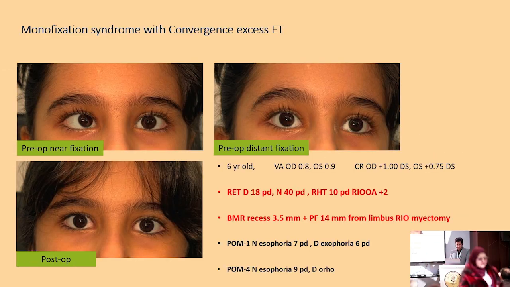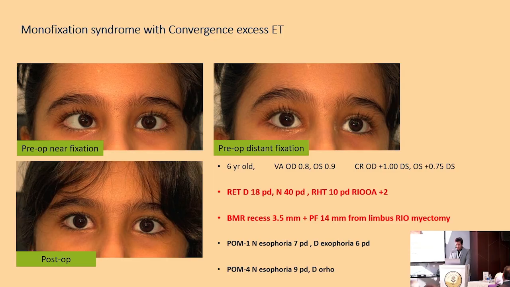Finally, the patient with this large disparity between far and near angle, as you can see, when the patient looks to near, there is right residual significant convergence, and when the patient looks to the distant fixation, depending on the corneal light reflex, someone can say that the patient is ortho. While with the prism alternate cover test, she has 18 prism diopter for the distant fixation and 40 prism diopter for near fixation, with right hypertropia of 10 prism diopter.